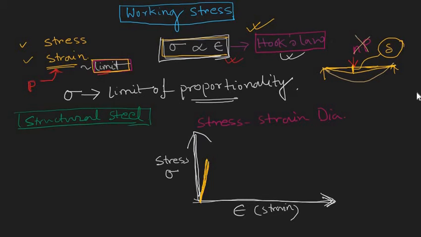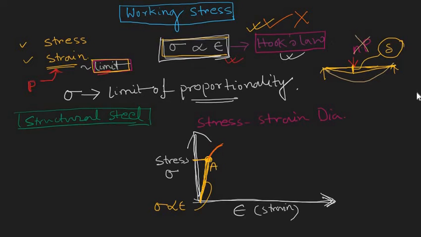Why straight line? Because here stress is proportional to strain, and that is valid up to this point, and this point is known as the limit of proportionality. Okay, let's say this is a point. Now again you are increasing your load. What will happen? Now this has crossed the limit of proportionality. That means Hooke's law is no more valid. So it is not a straight line anymore, and it becomes curved.